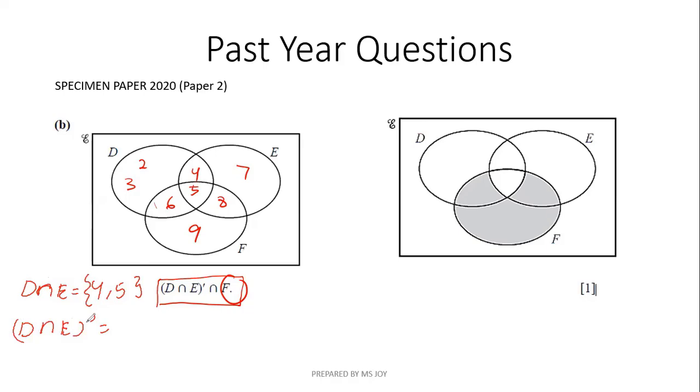Tell me. 4 and 5. Oh, one by one. Okay, 2, 3. Wait. D intersect. Yeah. 2, 3, 6, and then 8, 9, 7. Correct or not? Except for 4 and 5, all the numbers. Correct or not?